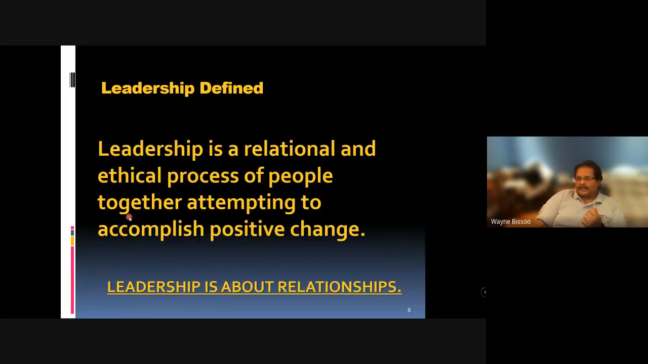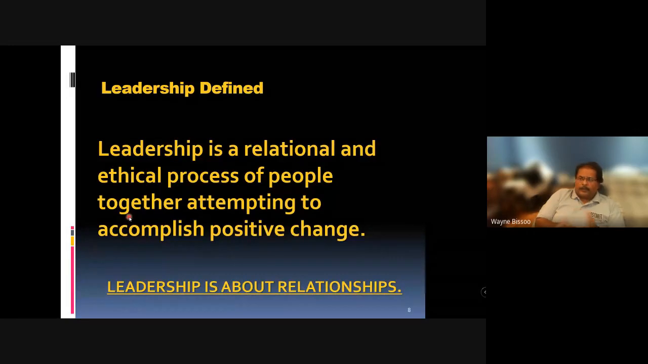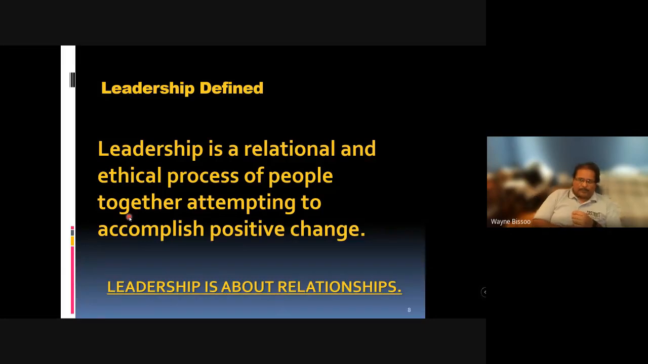All right, so that takes us into how the textbook defines what is leadership. It defines leadership as a relational and ethical process of people attempting to accomplish something positive. Now, we know that leadership is not only about positive things. You have leadership for negative things as well. But the way the book wants us to look at it is that leadership is about two things in particular. The first thing is the relationships you develop with people, and the way in which you develop those relationships has to be governed by some sort of ethical process or ethical values.